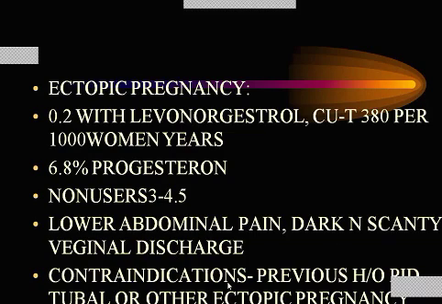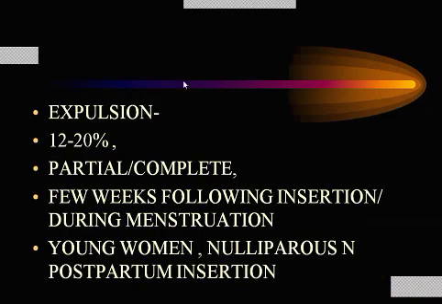So these are the symptoms of ectopic pregnancy. How will you know the woman developed ectopic pregnancy? The woman complains of lower abdominal pain and dark, scanty vaginal discharge. Contraindications are a previous history of PID or a previous ectopic pregnancy. Never insert an IUD if the woman is giving a history of PID or previous ectopic pregnancy. You should not insert an IUD.